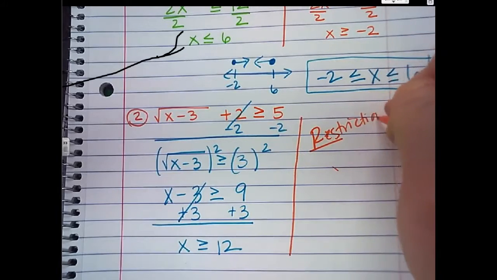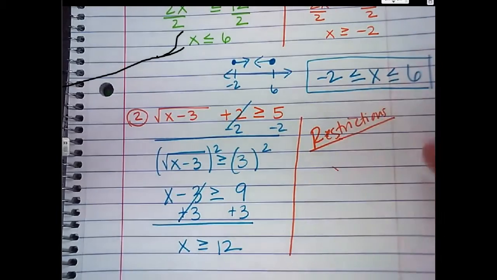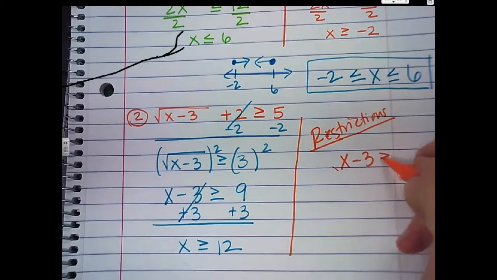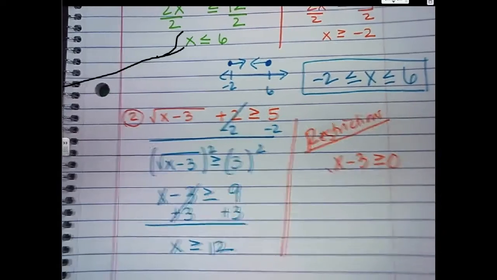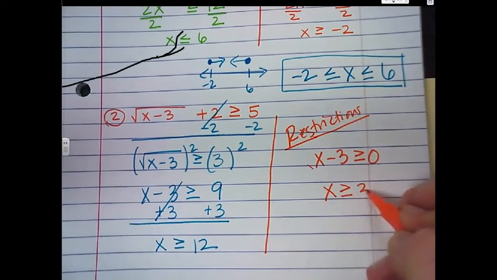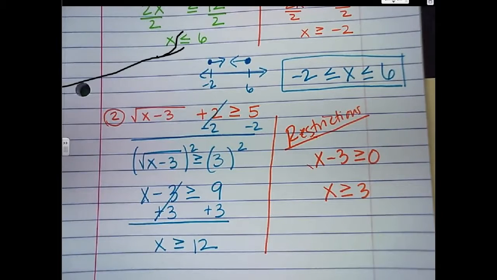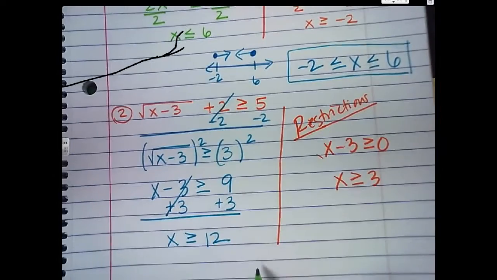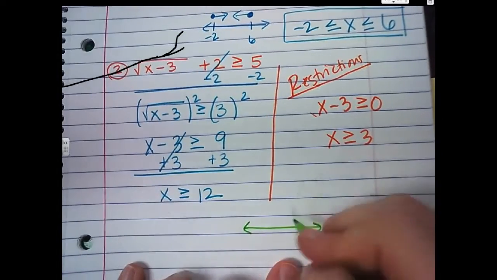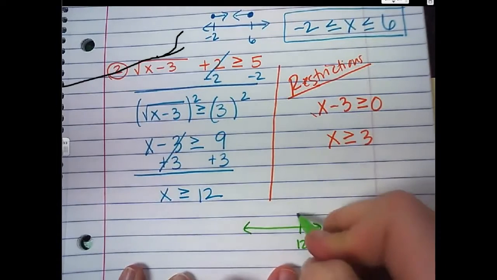So what do I set greater than or equal to 0? Good. X minus 3 greater than or equal to 0. This one's super simple. Add 3. X is greater than or equal to 3. So I do a quick number line. And the number line's not part of your answer. It just helps if some of you need that visual.